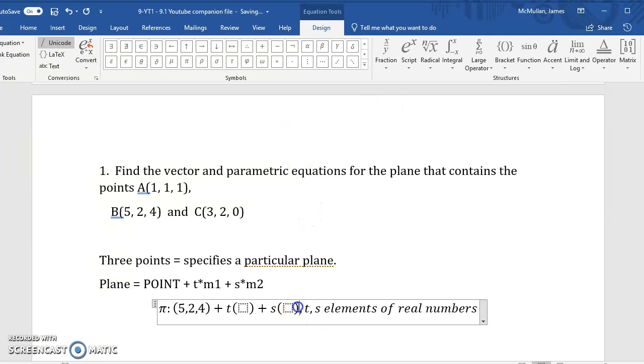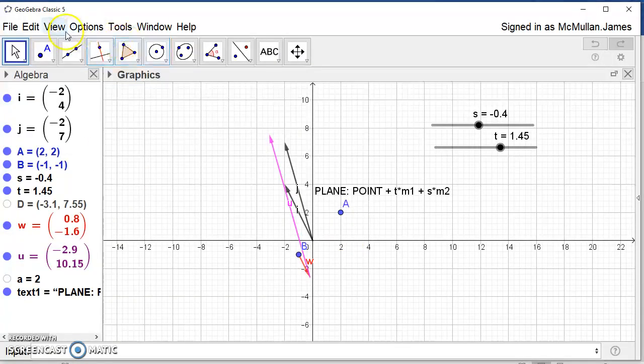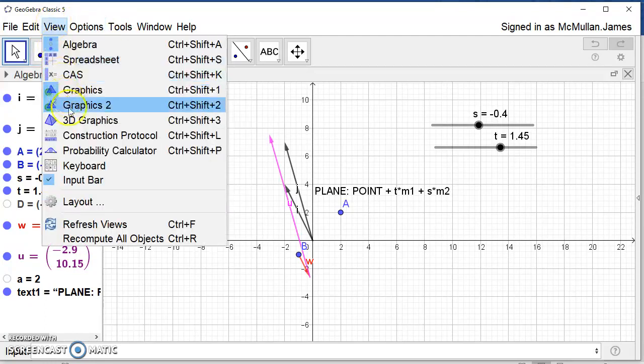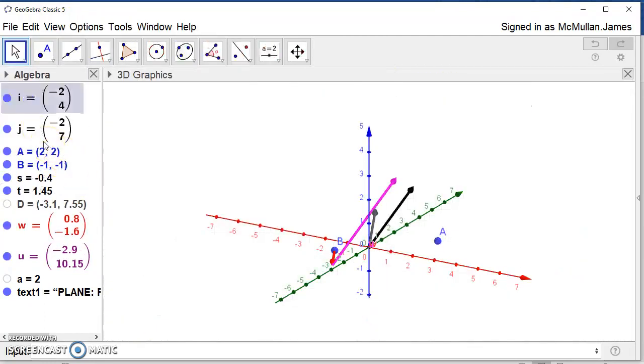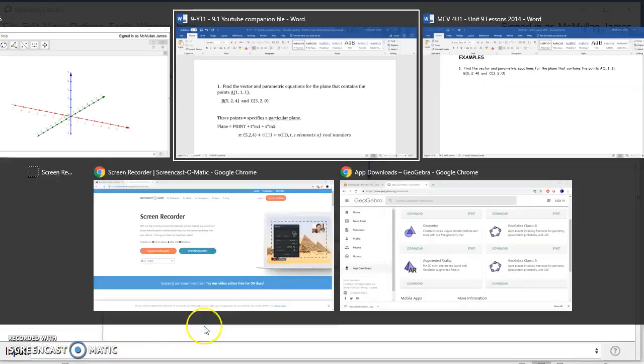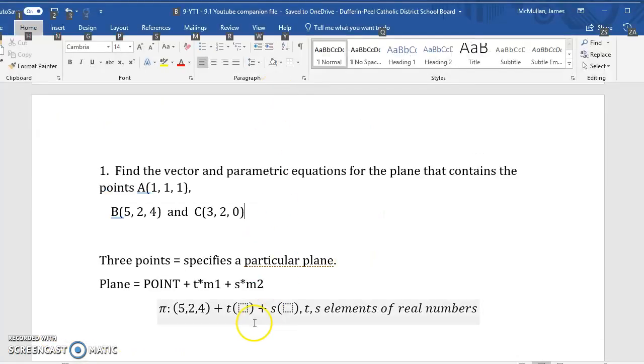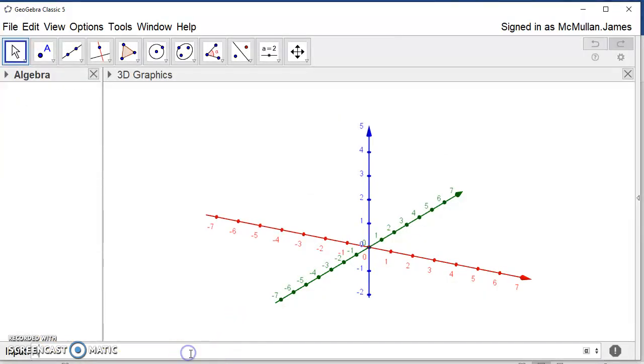How do you think I'm going to get a vector that's on the plane? I need to get 2 vectors that are on the plane. Let's go into GeoGebra for a second, and quickly draw this one. So if I go back into 3D, delete everything I have here, and I'm just going to draw these 3 points. So we have A is equal to (1, 1, 1), B is equal to (5, 2, 4), and C is equal to (3, 2, 0).